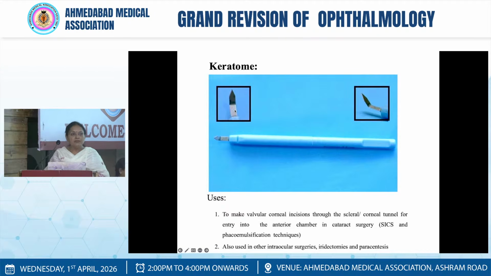So when we want to enter into the anterior chamber, after doing this tunnel, you just deepen or make a dimple with the keratome and enter into the anterior chamber. Any surgery, cataract surgery, antiglaucoma surgery, you can use it.